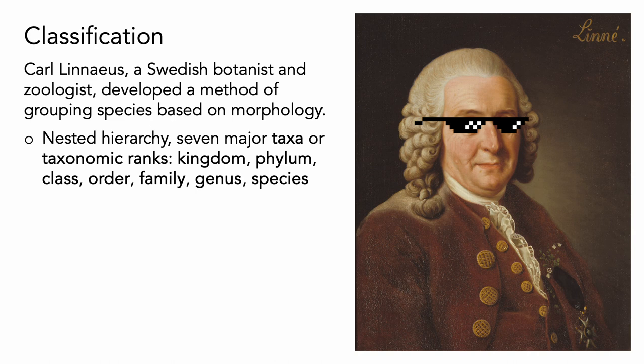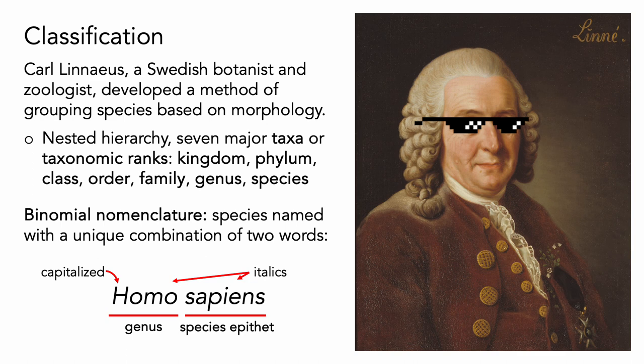Also, back in Linnaeus's time, there was no shorthand scientific name for a species. Each species was referred to by about a whole paragraph of confusing Latin terms. So Linnaeus found a way to make this much, much simpler. He proposed naming each species using a unique combination of two words, genus and species epithet. A genus refers to a particular group of organisms, so each name for a genus can only be used once, at least within a single kingdom.